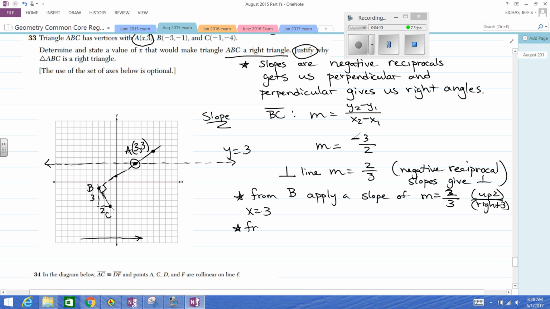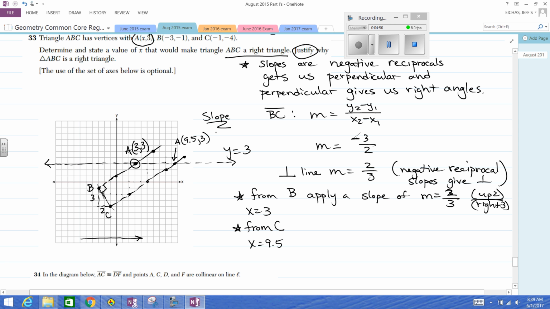If we go from C, do the same thing. Apply a slope of 2/3. Up 2, right 3, up 2, right 3, up 2, right 3, up 2, right 3. That's going to hit, it looks to me... wait a minute, I must have miscounted. Up 2, right 3... up to 1, 2, 3. No, that's right. It looks like it's going to hit right there. What is that? About 9.5. So X could be 9.5. That's another possible location for A.